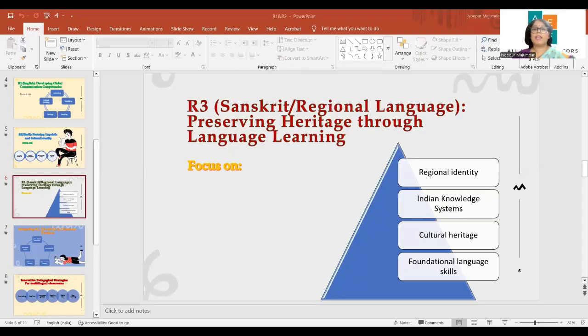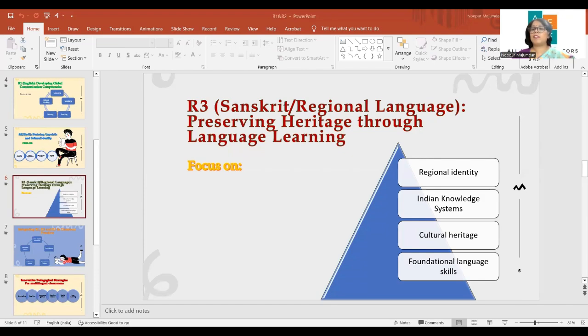The first focus area is foundational language skill from the foundation level, that is the grassroots level. Students should develop basic proficiency in listening, speaking, reading, and writing so that they can use the language confidently in simple, day-to-day situations. The emphasis is on communication rather than perfection. We don't want perfection, we want communication.